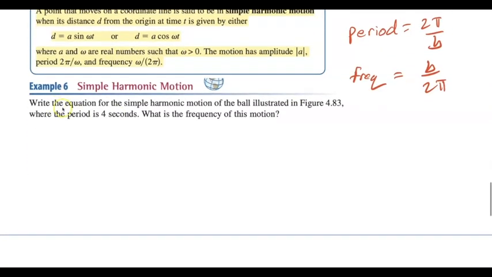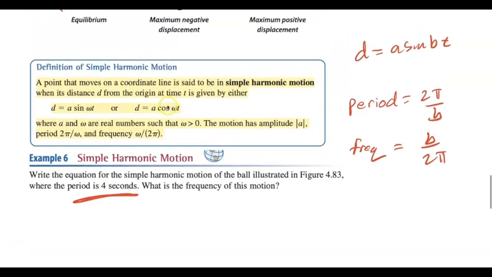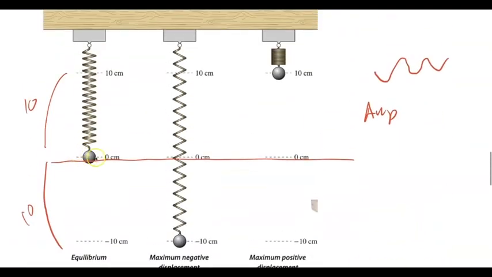Look at the example here. Write an equation of simple harmonic motion of the ball illustrating that, where the period is 4 seconds. We need that. Period's 4 seconds. Let's check if it's a sine or cosine graph. Now, look right here. It starts at 0. The graph starts at 0. Then it's going to go down and up.